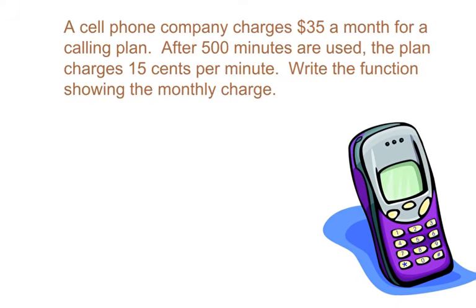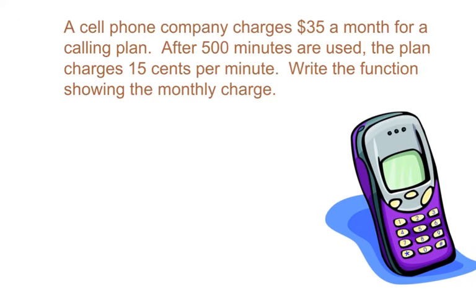Well, I know this is a piecewise function because there's a cost if you don't use 500 minutes, and then there's a cost if you do use 500 minutes. So there's two parts to this. So I could call this f of x or c of x, whatever I wanted to use.